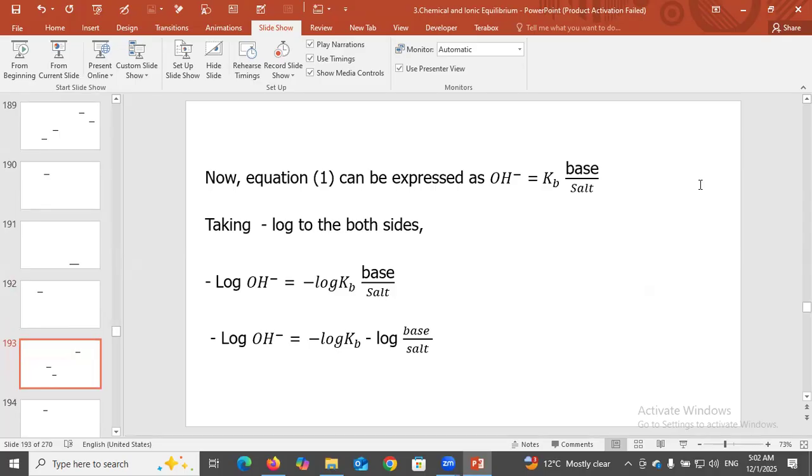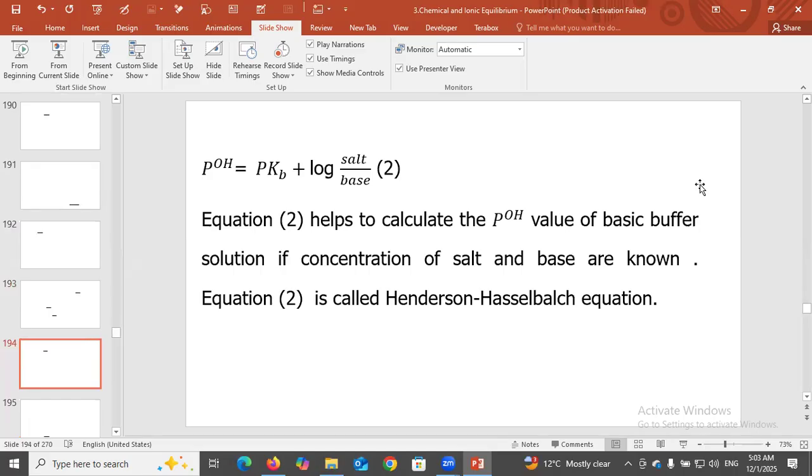Now the equation can be expressed as [OH-] equals Kb base over salt. Taking log on both sides, minus log [OH-] equals minus log Kb minus log base over salt. So we can write pOH equals pKb plus log salt over base. Equation 2 helps to calculate the pOH value of a basic buffer if the concentrations of salt and base are known. Equation 2 is called the Henderson-Hasselbalch equation.